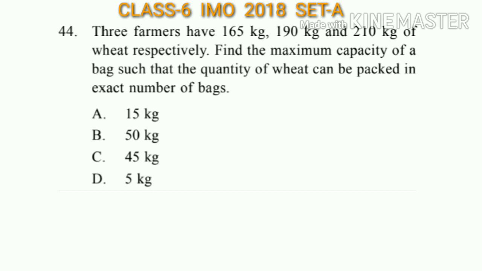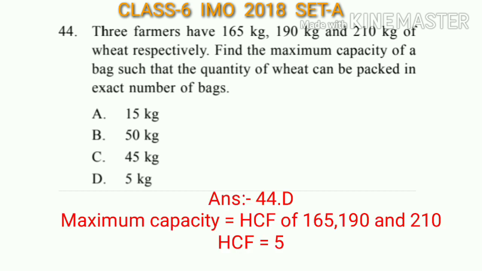Question number 44. Three farmers have 165 kilogram, 190 kilogram and 210 kilogram of wheat respectively. Find the maximum capacity of a bag such that the quantity of wheat can be packed in an exact number of bags. To find the maximum capacity, we have to take the HCF of the three numbers, that is 165, 190 and 210, and the HCF is 5. So the answer will be option D.